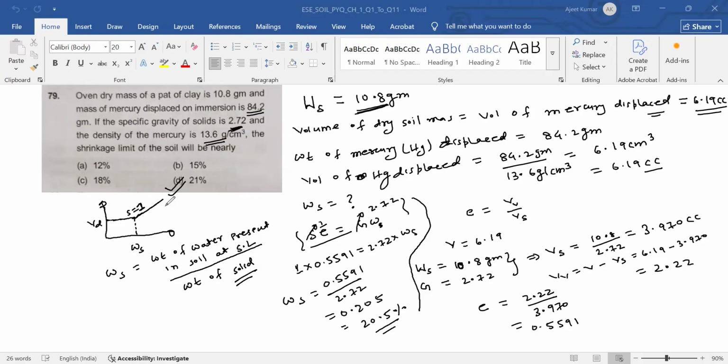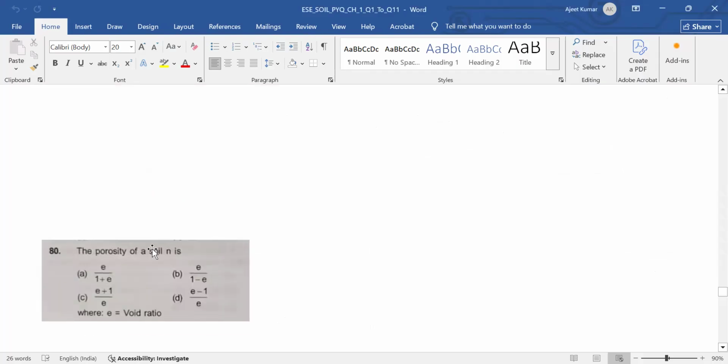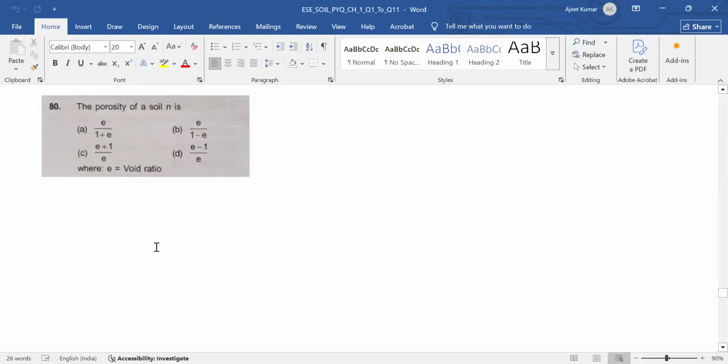Okay. So the next question is question number 80. Let us solve question number 80. Question 80 is: the porosity of a soil n is. So what is porosity? n is equal to e divided by 1 plus e, where e is void ratio. So option A. For question 80, option A is the correct answer.